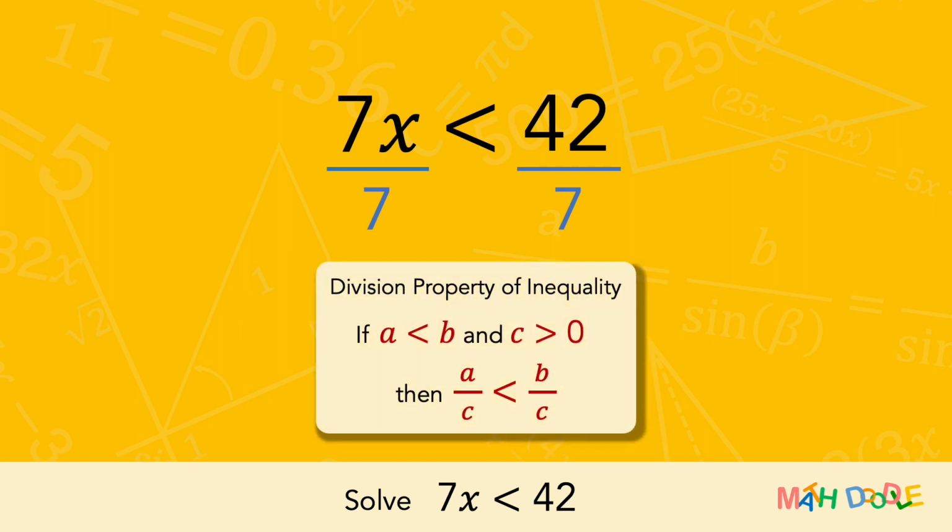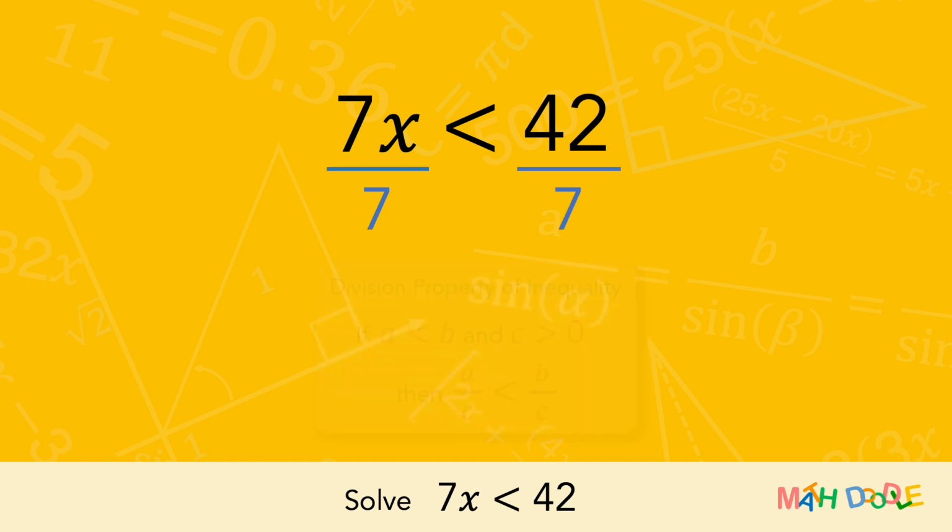Here, it is important to treat both sides equally. So, when we divide one side of the inequality by a number, we must divide the other side by the same number. After dividing them by 7, the left side of the inequality is simplified to x.